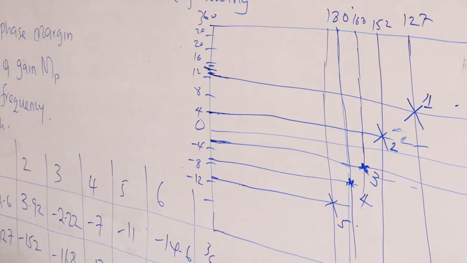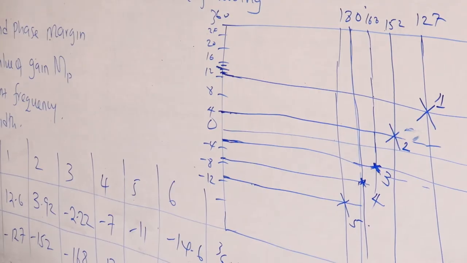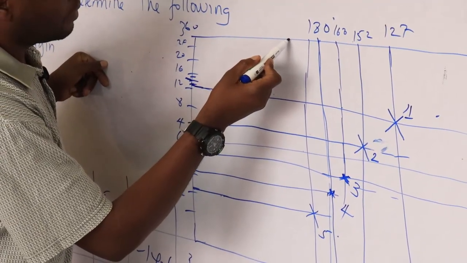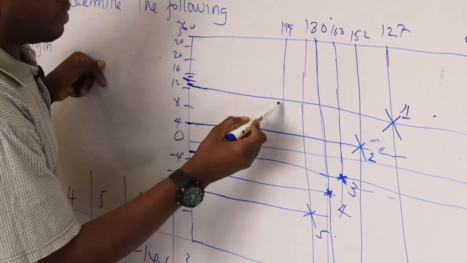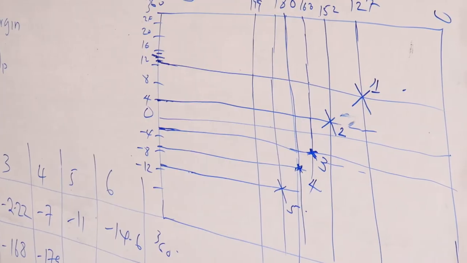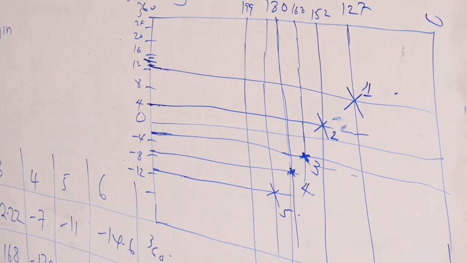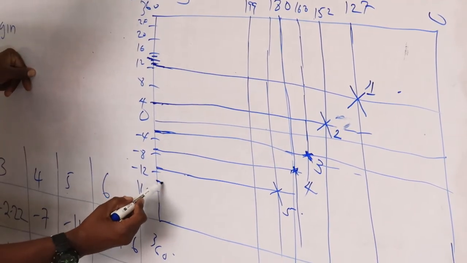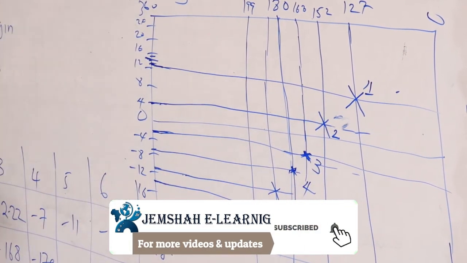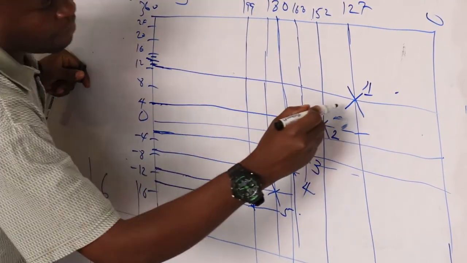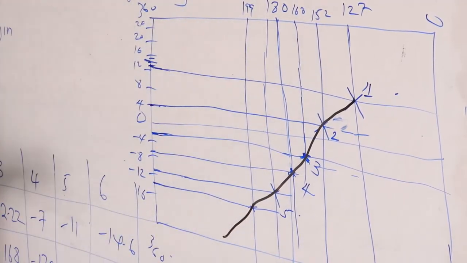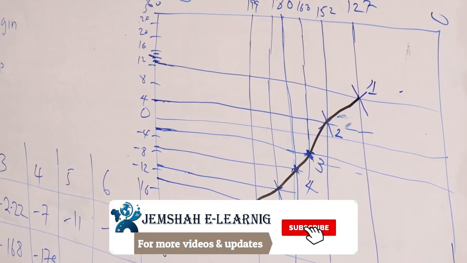Then you can talk of 6, minus 14.6, minus 199. You can say 199 is around here. Then minus 14.6, maybe this is minus 16, so maybe minus 14.6 is there. And that is now what you have. And then you join freehand and you have your locus. That is how you come up with that.